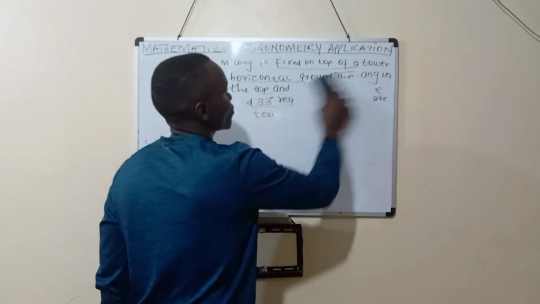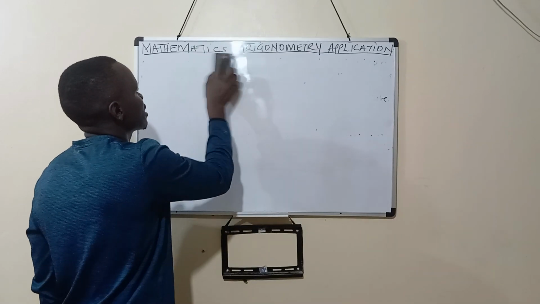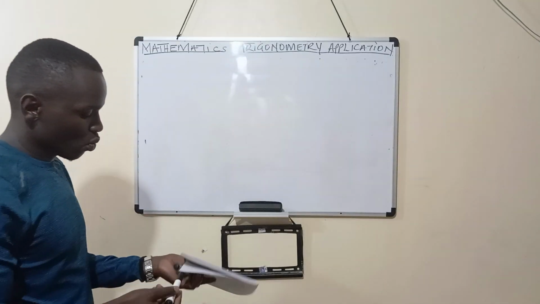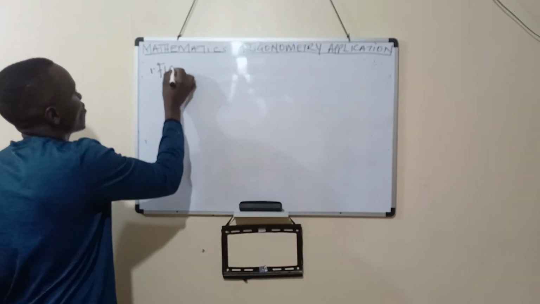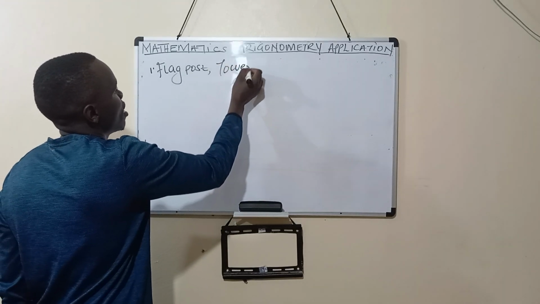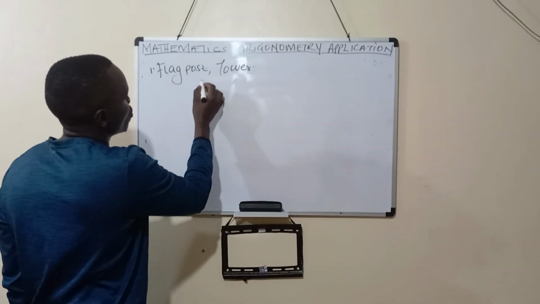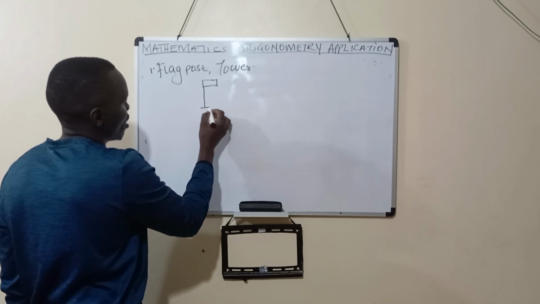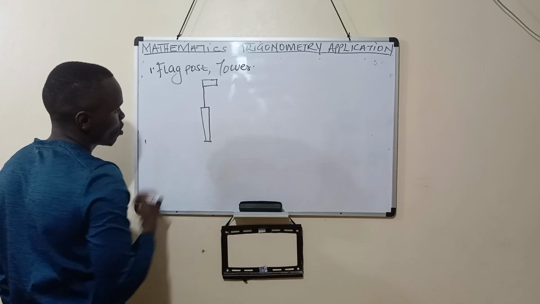And in this case, you have to be able to understand the problem and the key areas that you're supposed to focus on. Number one, we must have a flag post. Number two, we must have a tower. We must have a flag post and a tower. So allow me to draw my flag here. Then a tower. This is the bottom of the tower.